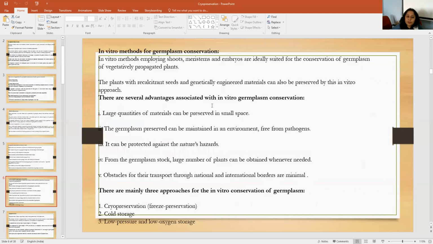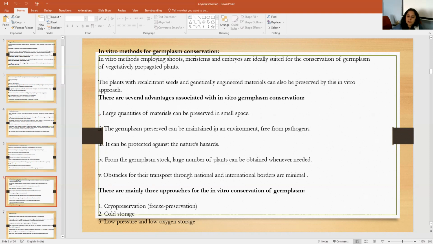So we have the in vitro method for germplasm conservation. The in vitro method employs conserving shoots, meristems, embryos, and other vegetative parts of vegetatively propagated plants. There are several advantages of using the in vitro germplasm conservation process. Large quantities of material can be preserved in small space.